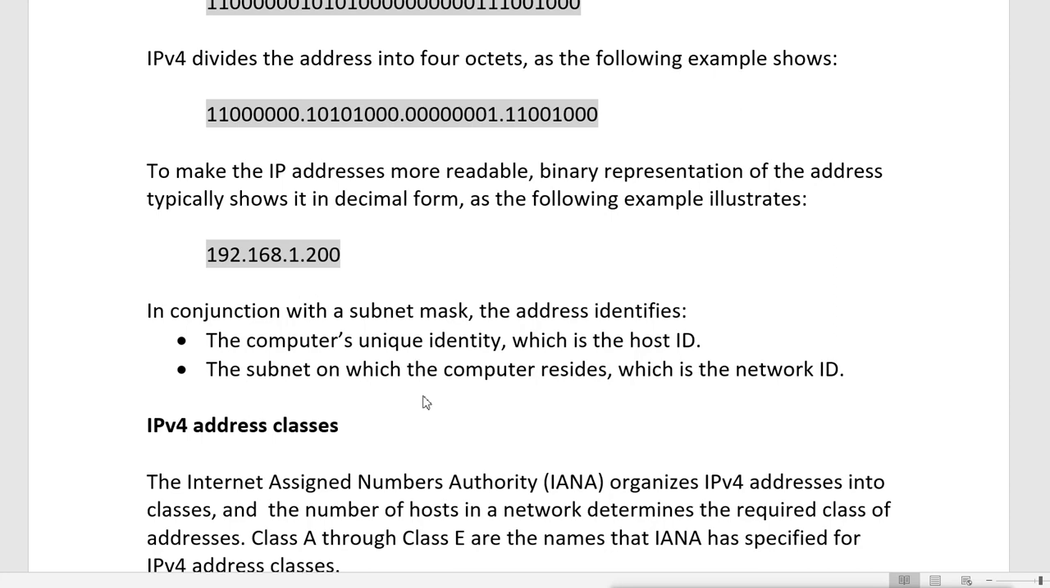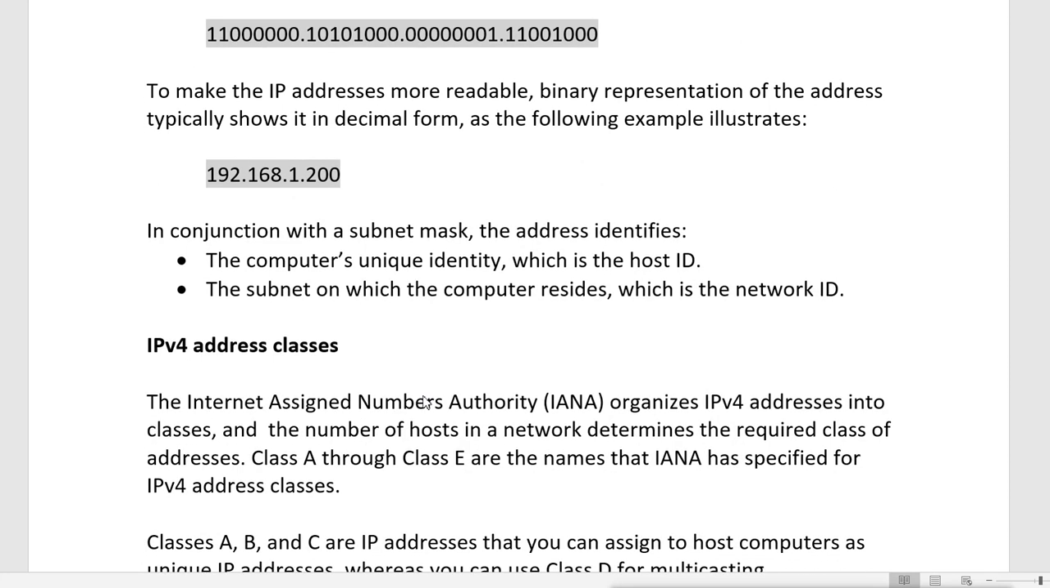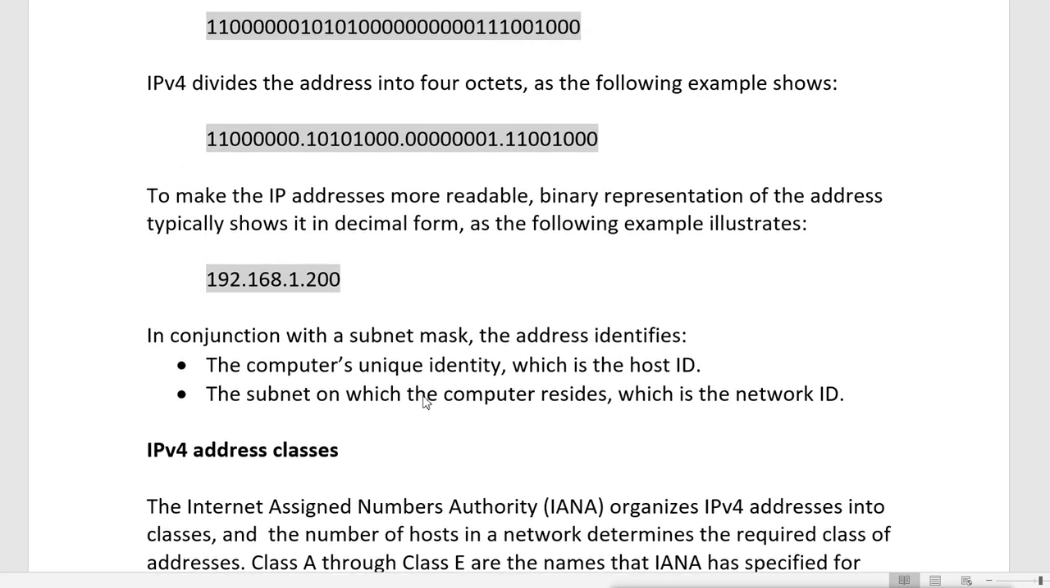Now again, the subnet mask is also a 32-bit address, and it is also in binary. It defines the network part and the host part basically. So in any IP address, for example, this is my IP address. In this IP address, the subnet mask will define what is the network part and what is the host part. For example, this is the network part and this is the host part.